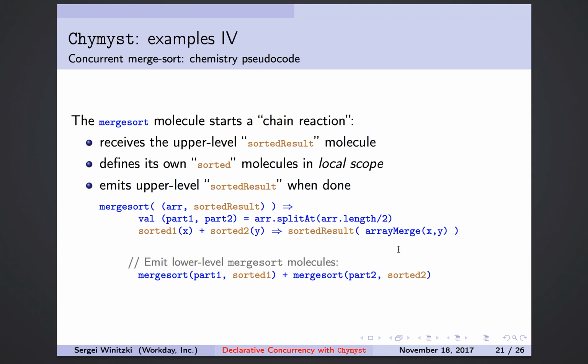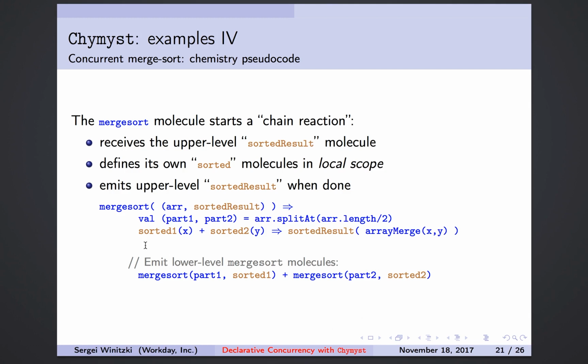Let me also show you a more advanced example of chemical programming, which is to implement the parallel merge sort algorithm. The merge sort algorithm is implemented in the chemical machine using a chain reaction, so to speak. That is, a reaction that defines other reactions and starts them, and these reactions in turn define and start further reactions, creating a tree of computation in this case, or a chain reaction.